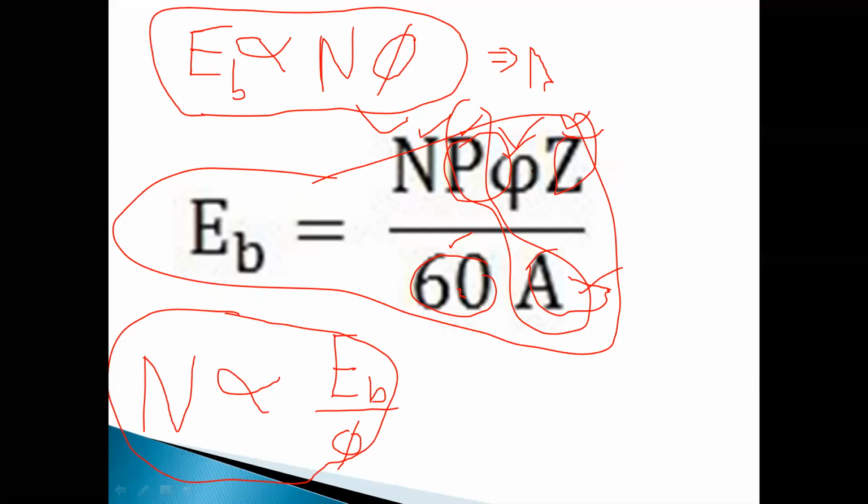Back EMF is related to the armature, and field flux is related to the field winding. That means one is the armature winding component and the other is the field winding component. Speed depends upon the mechanical component of the machine. Therefore, back EMF of the machine is given by speed and flux. So the speed is proportional to back EMF by flux.